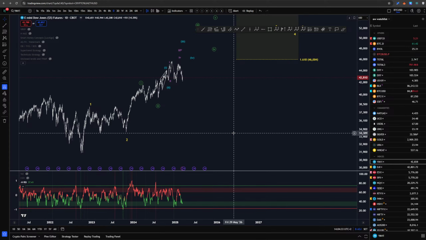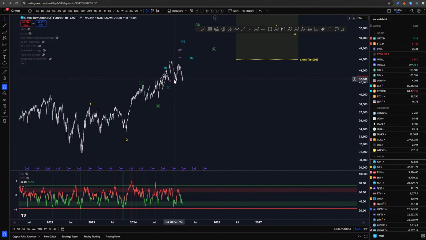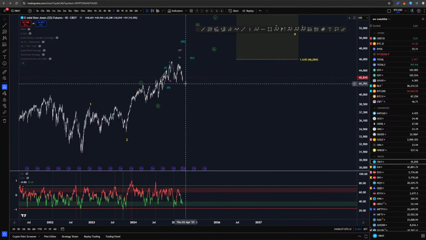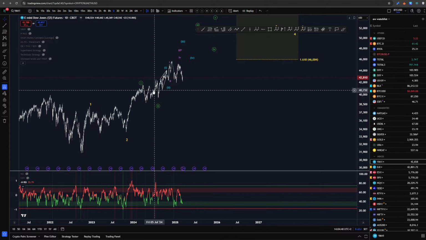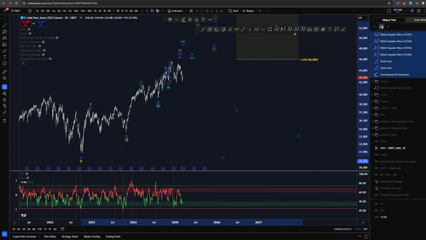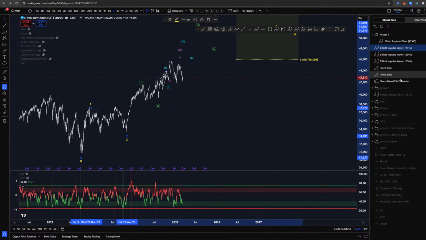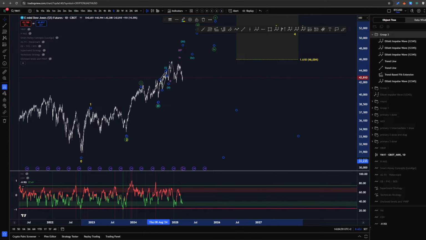I'm not really liking this too much at the moment, but we still haven't broken down too much. Let's see if I have actually other ones here. I was thinking, no, it's not on this chart. Let's label this in some group. Oh, I can't make these. It's weird. There we go.